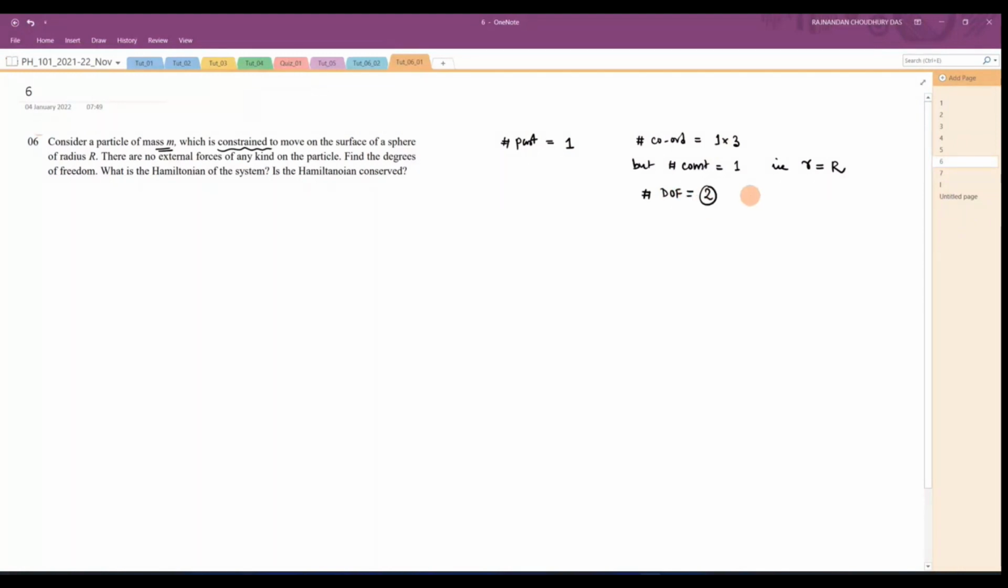Now you have to choose the generalized coordinates. Which generalized coordinates will you choose? Spherical system. So let us choose theta and phi. Then we can simply write r to be equal to R. That's it. Now you have to write the Hamiltonian. Before writing the Hamiltonian, we write the Lagrangian. The Lagrangian is simple to write. So your Lagrangian is nothing but kinetic energy minus potential energy. What is the kinetic energy? So somebody tell me please, what will be the Lagrangian?